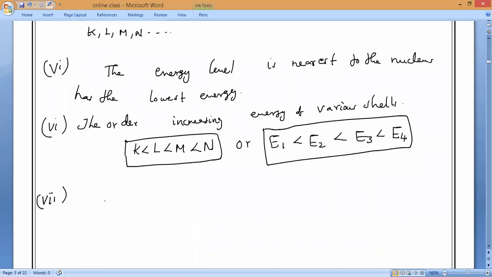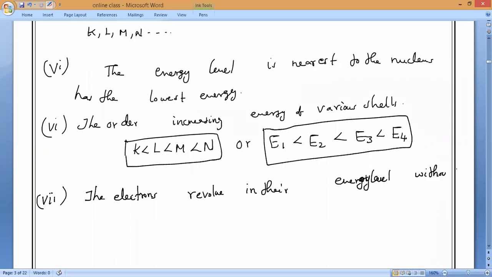Next point. The electrons revolve in their energy levels. What is the name of an energy level? An energy level is called an orbit. The electrons revolve in orbits without losing energy.